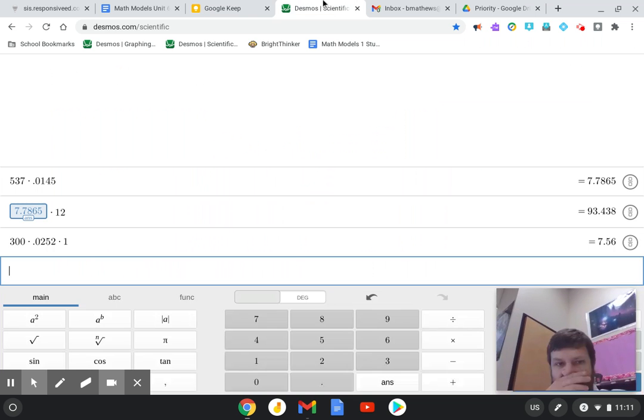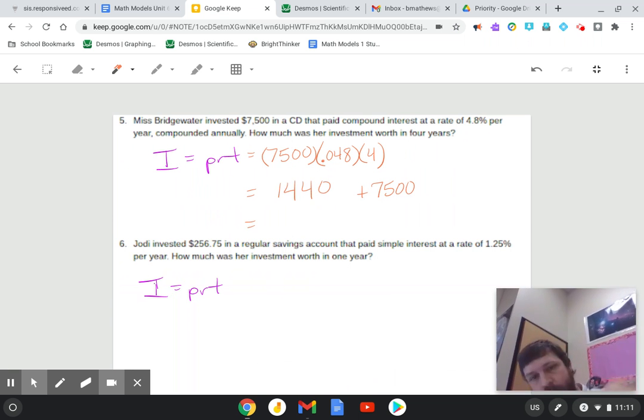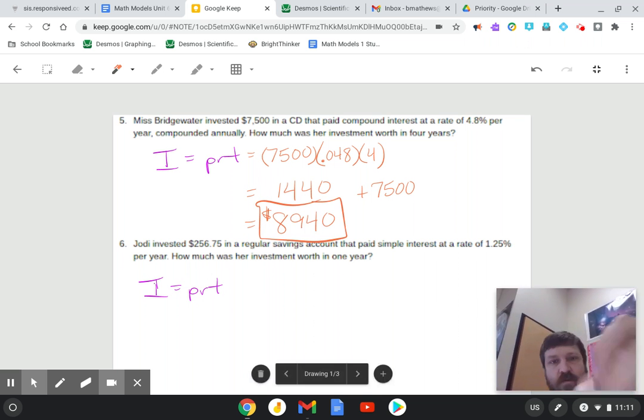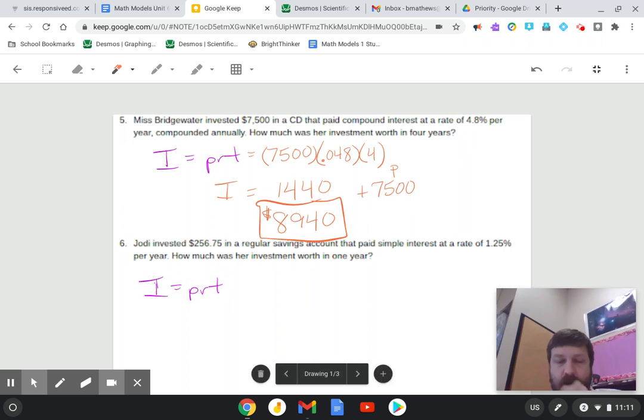So 7,500 times 0.048 times 4 years, 1,440. Add those two together, and we get $8,940. That'll be how much the investment is worth after 4 years. So again, you're always adding the P after you find the interest. You need to add the P value again to the interest that you earned.